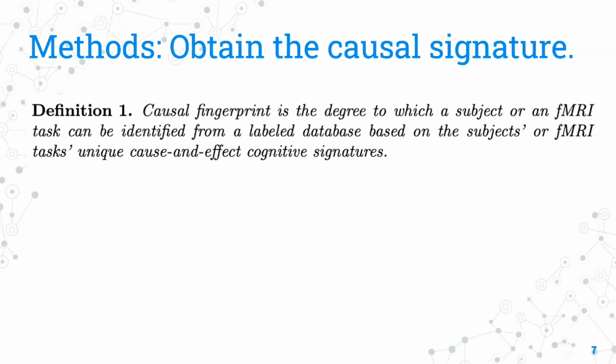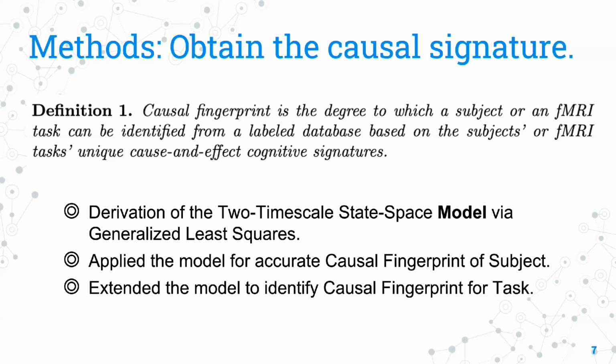In this section, I will explain our approach to obtain causal fingerprints for subjects and tasks. We define a causal fingerprint as a unique cause-and-effect cognitive signature that distinguishes a subject or task in fMRI data. First, we develop a novel two-timescale state space model using generalized least squares for accurate parameter estimation. This model captures both fast and slow dynamic interactions within the brain. Next, we applied this model to accurately identify the causal fingerprints of individual subjects, demonstrating its effectiveness in distinguishing unique brain activity patterns.